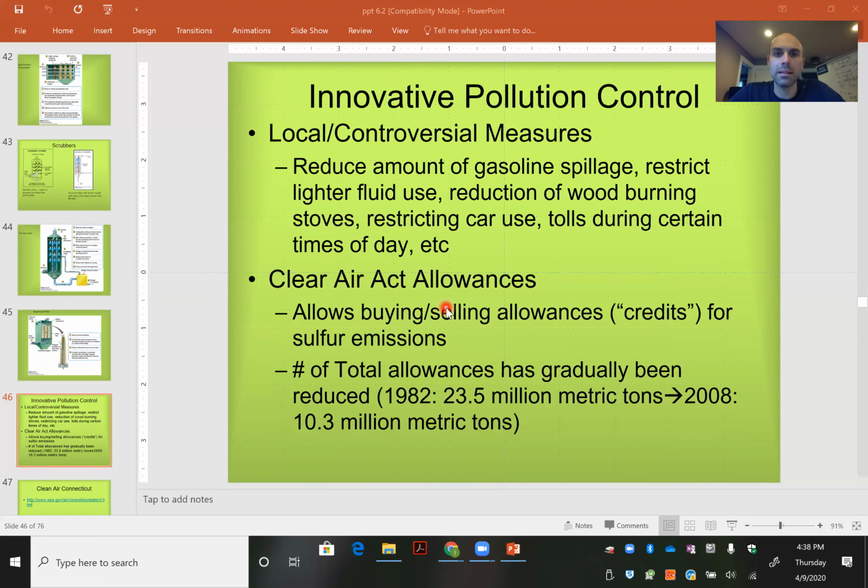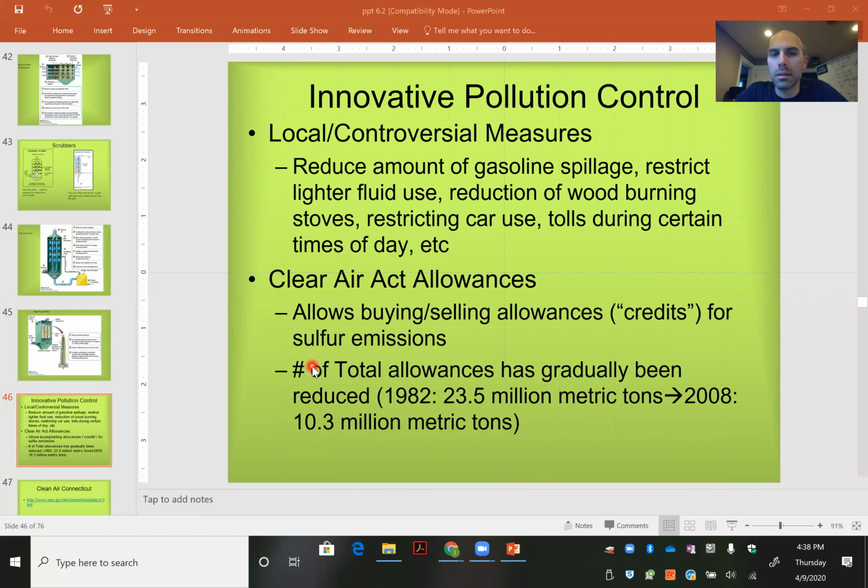Clean Air Act allowances allow buying and selling. These are carbon credits, right? You've heard of those. So I'm going to burn more, so I'm going to purchase credits from someone who burns less, right? It's still the same amount of pollution going up into the atmosphere. It's just more is coming from me and less from you. Think that's a good idea? I don't know. Shouldn't we all be trying to cut back?